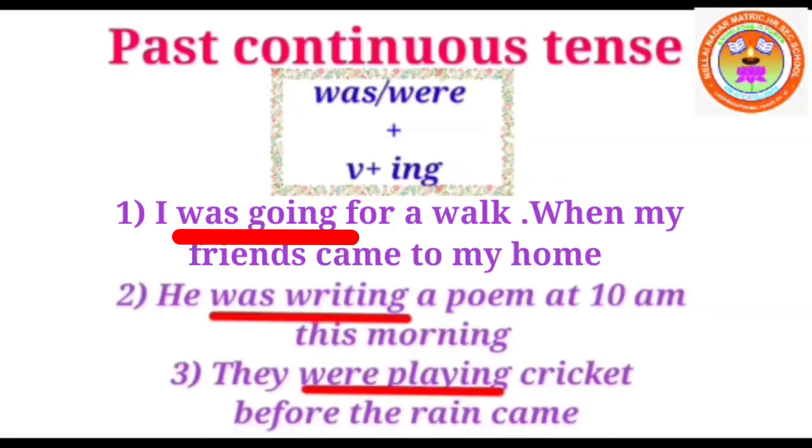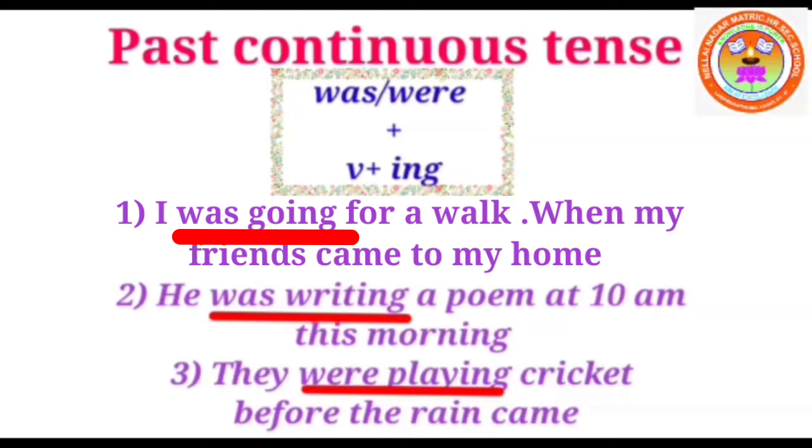The first example is, I was going for a walk when my friends came to my home. So look at the verb was going. Going is in the form of ing, so continuous. Was obviously past be form verb, so we can get past continuous. Then the second example is he was writing a poem at 10 a.m. this morning. So again, the verb was writing, was past, writing denotes continuous, so past continuous.